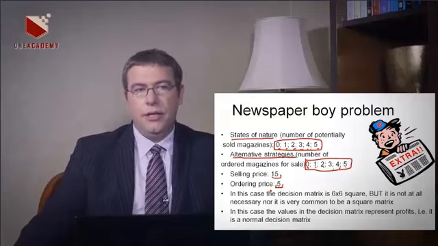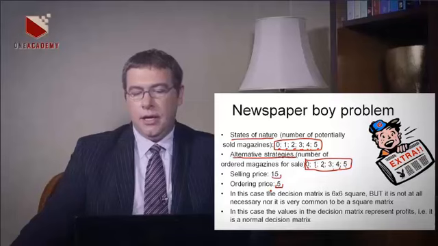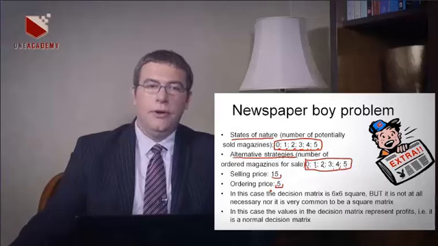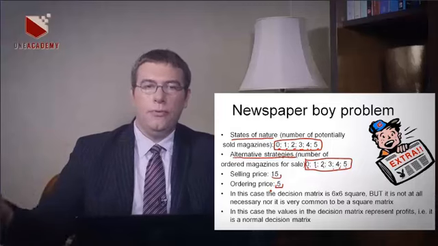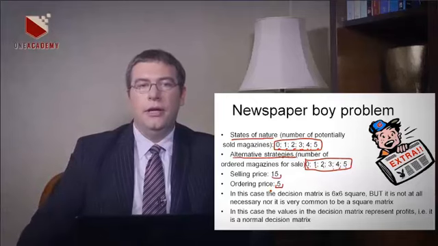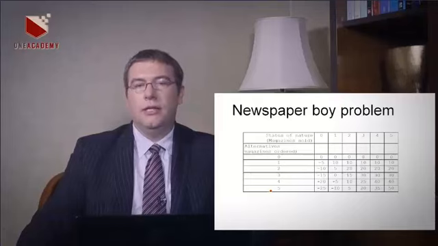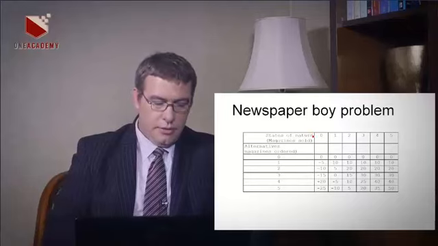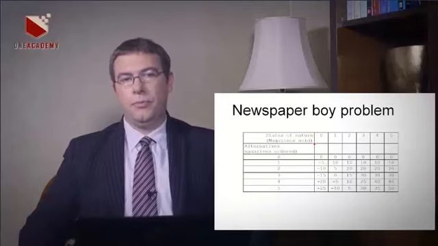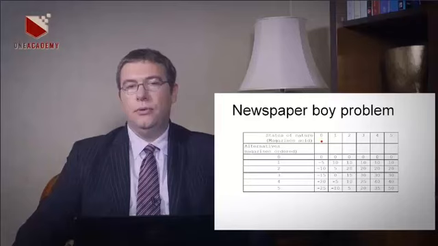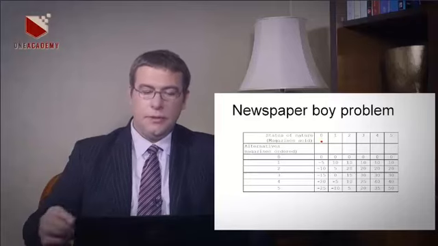I would like to remind you that in this case the decision matrix is a 6 by 6 square, but it is not at all necessary, nor very common, for it to be a square matrix. Furthermore, since we are dealing with profit and aiming at maximum profit, we're going to have a normal decision matrix. So how does this look? Well, it looks something like this. This is the newspaper problem put into a decision matrix.